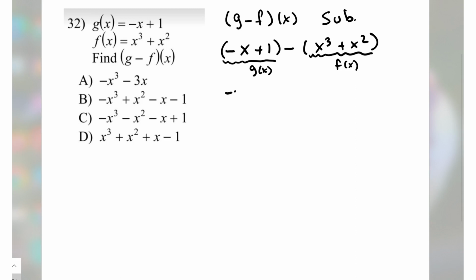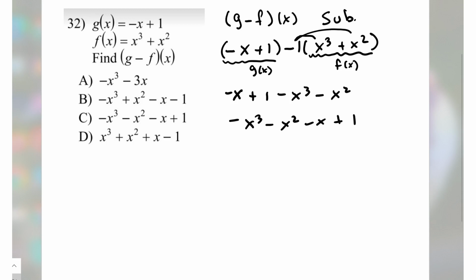You have negative x plus 1. Remember, you have to distribute the negative 1. Negative 1 times x cubed is negative x cubed. Negative 1 times x squared gives you negative x squared. And of course, you want to write it in the correct order, the standard form. You always start with the highest exponent. So it's negative x cubed minus x squared minus x plus 1.